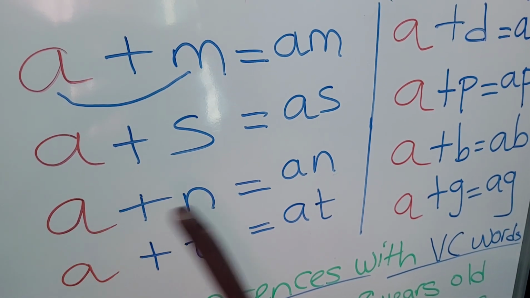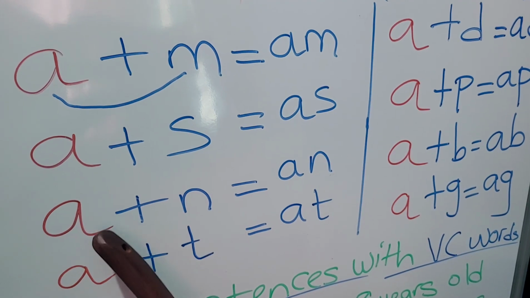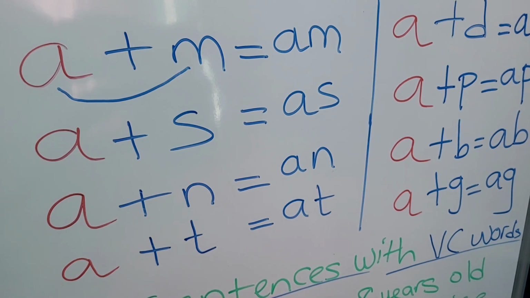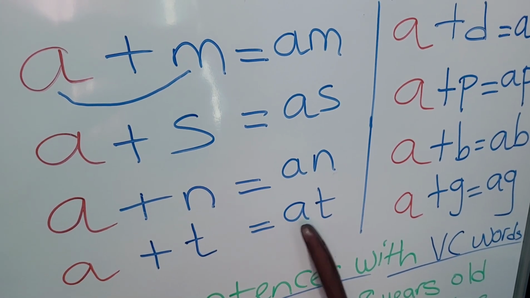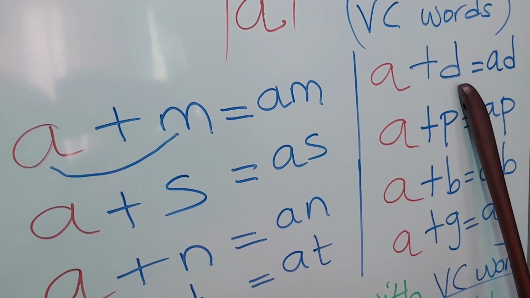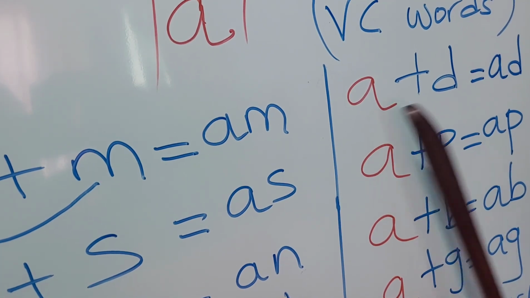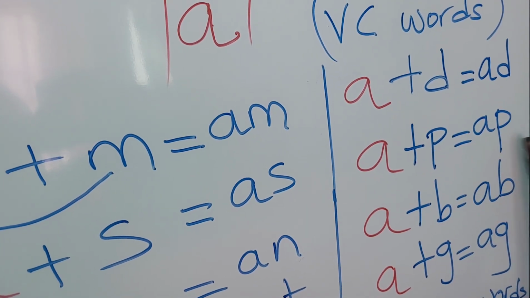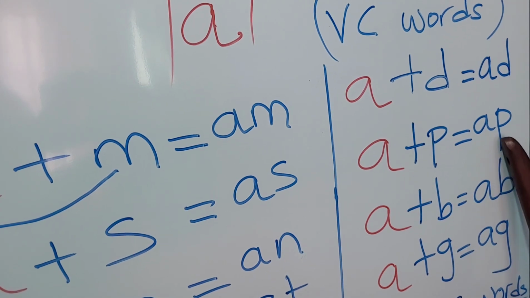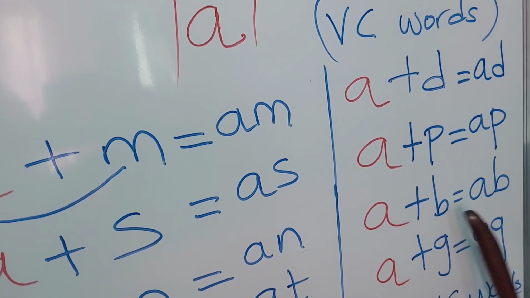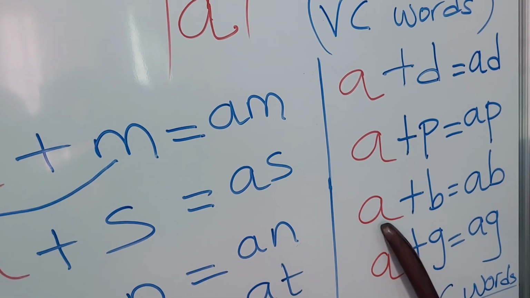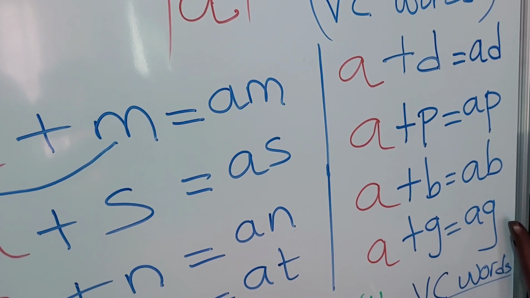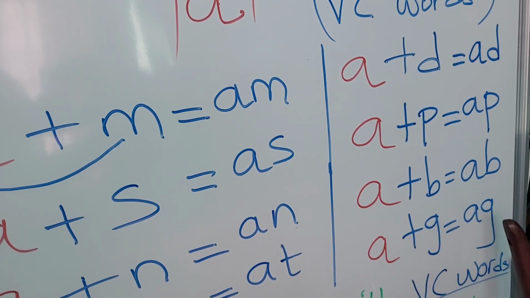Let's write on. The next one, a, an. Again, a, an. The next one, a, at. Again, a, at. The next one, a, d. Add. Again, a, d. Add. Next one, a, p. Up. Again, a, p. Up. A, b. Ab. Next again, a, b. Ab. And this one, a, g. Ag. Again, a, g. Ag.